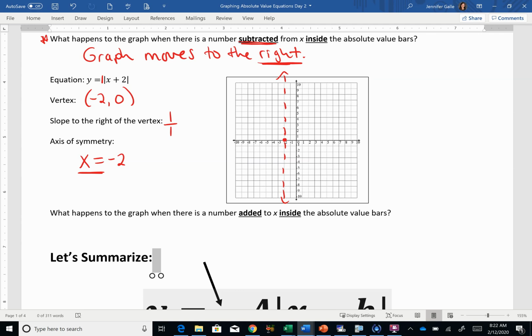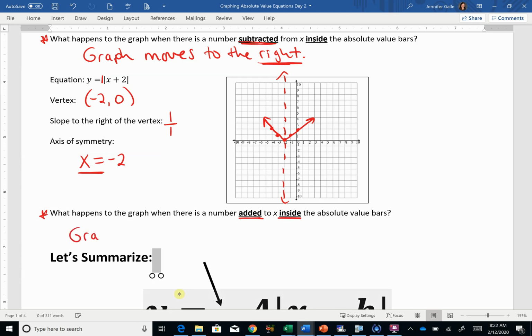So now let's finish our graph. We know the slope of the right side is 1, so we go up 1, right 1. And then reflect those points over. And we get that nice symmetric V shape, and it's been moved to the left 2. So what happens to the graph when there's a number added inside the absolute value bars?